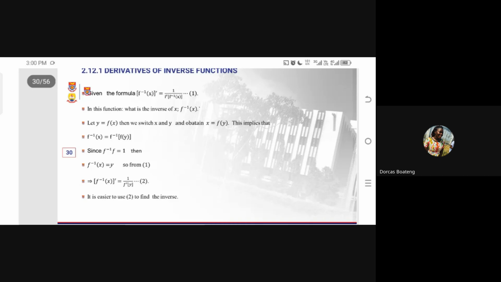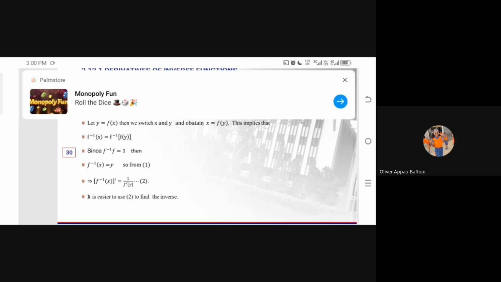I'm on slide 30. And this one too, it is what we stated earlier on. If you want to find the derivative of the inverse, you remember this formula, right? Do you remember the formula? Yes, madam. All right, so that is the same thing. If you want to find the derivative of an inverse, this is the formula that you can use.